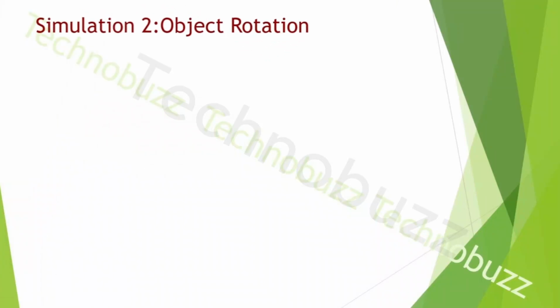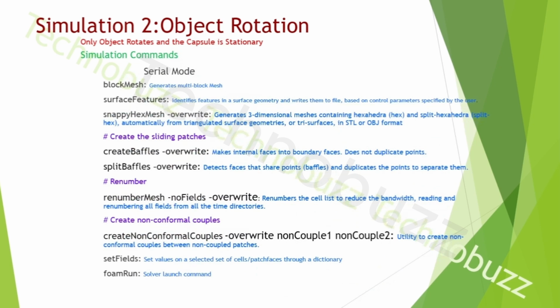Simulation 2, object rotation. In this simulation, only the object rotates and the capsule remains stationary. So let us see the simulation commands in serial mode. So here blockMesh, I already explained this. So surfaceFeatures, again the same, and these three commands remain the same. But here now, as the object which is enclosed in the capsule only rotates and the capsule remains stationary, there is a stationary and a dynamic mesh. So the interface has to be separated, and then we need to create the boundaries there.